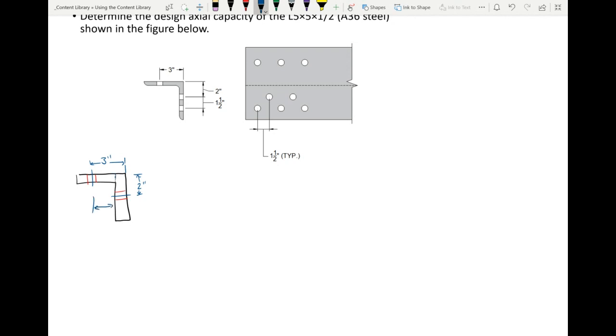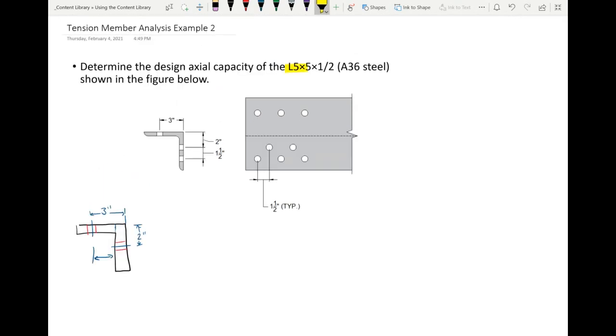What is this dimension right there? Keep in mind that maybe I'll scroll up a bit. Keep in mind that this is an L5 by 5 by 1/2. It's 2.5 inches. Oh, I had a typo here. I forgot to include that these are 3/4 inch diameter bolts, so I'll have to update my slides on that. But yeah, these are 3/4 inch diameter bolts. But you're correct. This is 2.5 inches. Look, this is 2.5 inches.